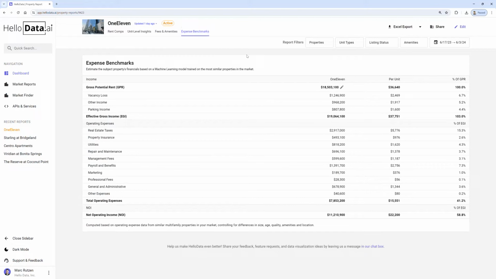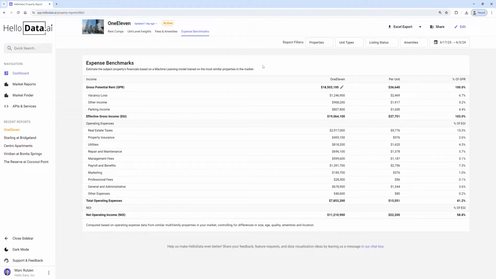Then finally, the last tab ties it all together. We call this expense benchmarks. What we're doing here is a year one underwriting of the deal as a stabilized asset. So if you're looking at a lease up property, this is going to show you what it would look like if it's fully leased up, being operated at market. If you put a new development in, which I'll show you how to do in a sec, this will work just like an existing property and show you what year one operation should look like.